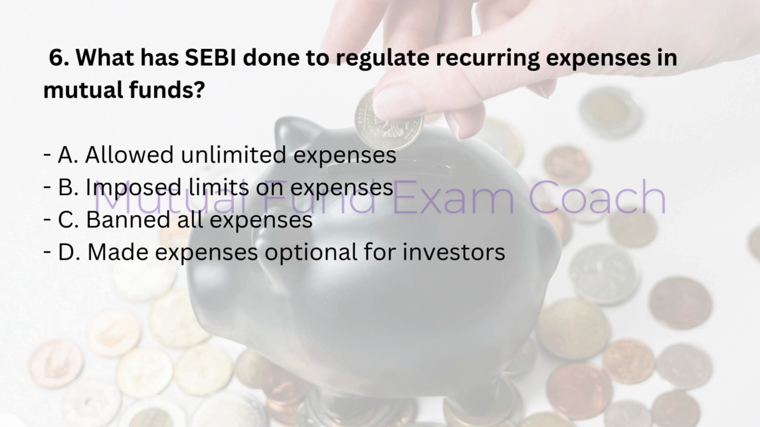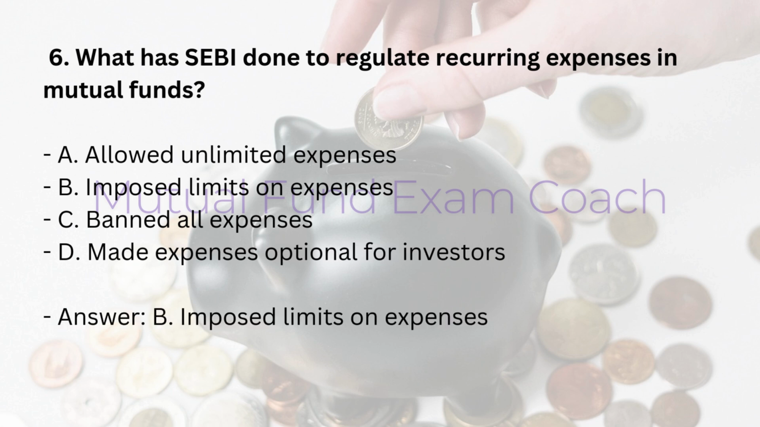6. What has SEBI done to regulate recurring expenses in mutual funds? A. Allowed unlimited expenses. B. Imposed limits on expenses. C. Banned all expenses. D. Made expenses optional for investors. Answer: B. Imposed limits on expenses.